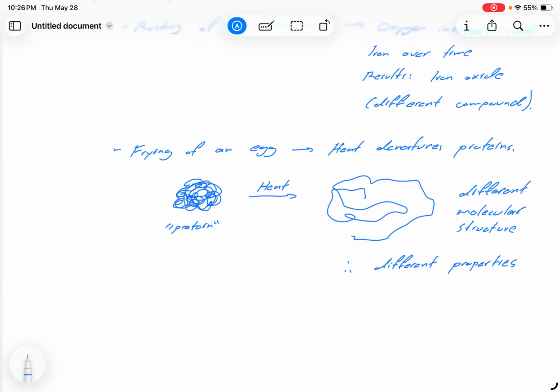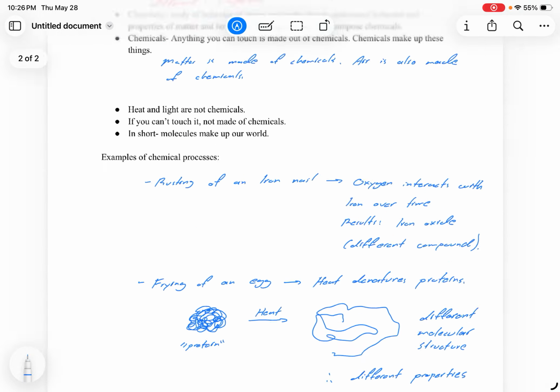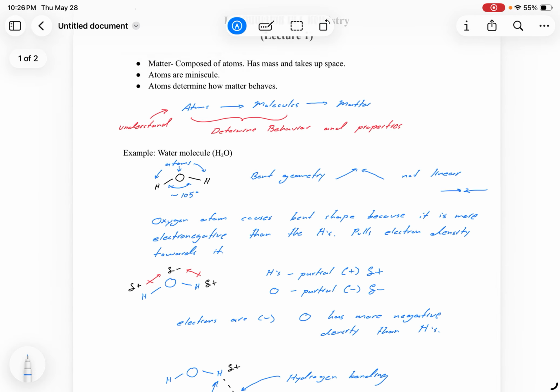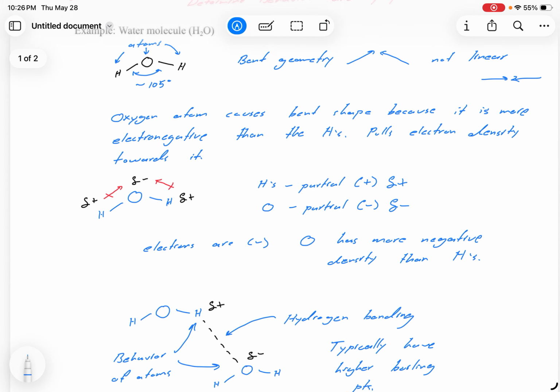These are just some examples to really get you familiarized with what chemistry entails. And I think this is a good start.